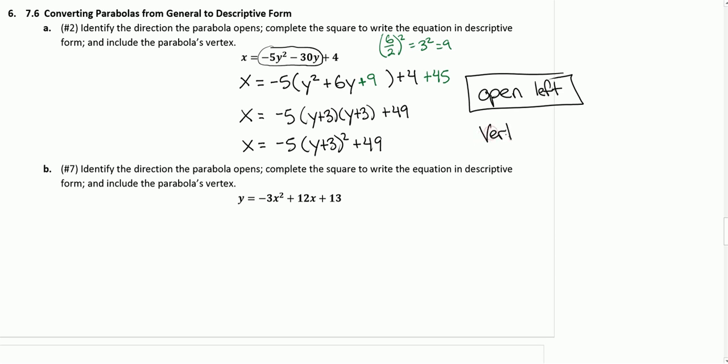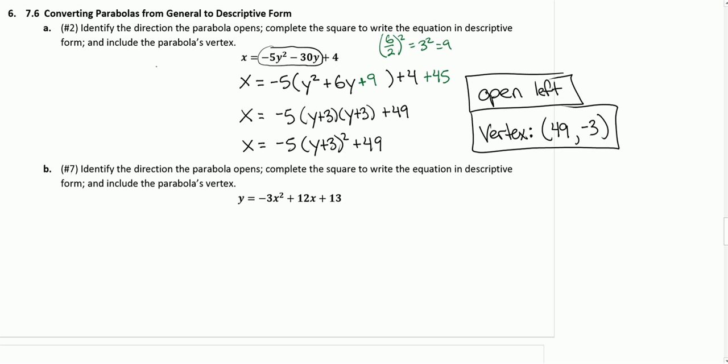For our vertex, we have a y plus 3 squared. So that 3 is going to give us our y value. We take the opposite of what's there, and so our y value becomes negative 3. The 49 gives us our other value, which in this case is the x value. Don't change the sign of the 49 though. So we were asked to identify the direction of the parabola. We did that. We completed the square, and we included the parabola's vertex.